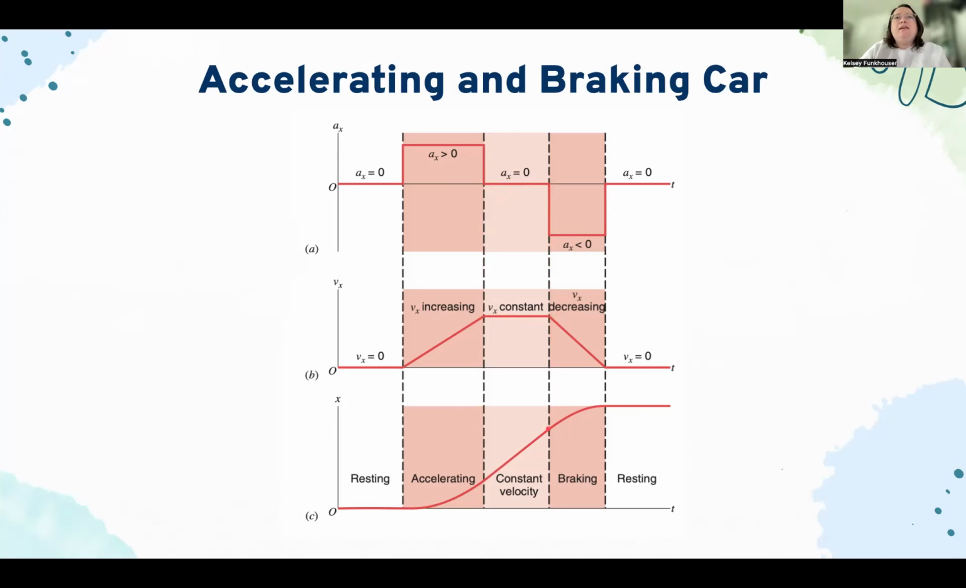Then we have our decreasing period or braking period. So again, our velocity goes from something bigger to something smaller. And we see that with this decreasing velocity on the velocity graph, and also with a constant negative slope. So our acceleration is then negative below the origin line here, so it's negative.